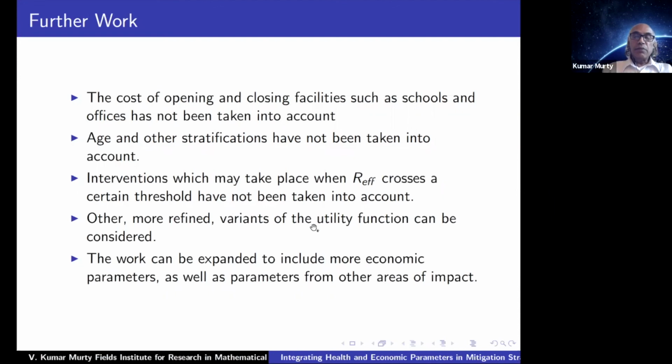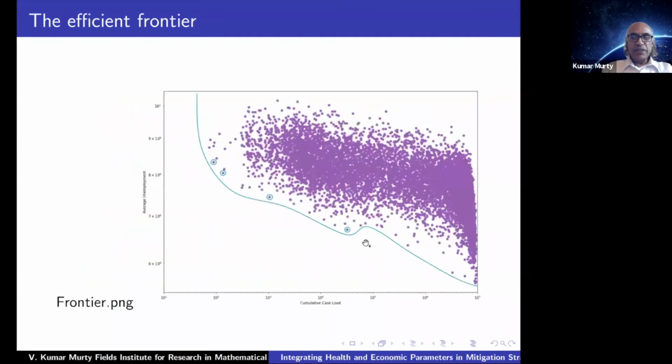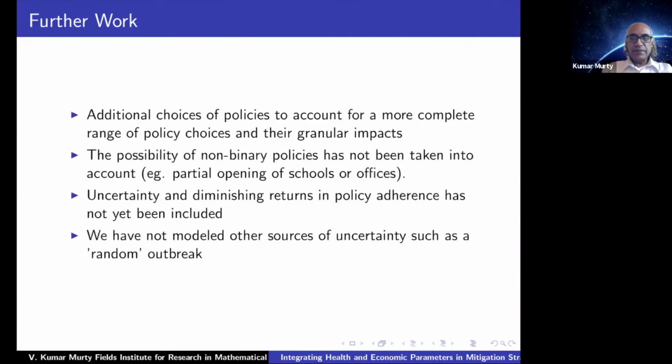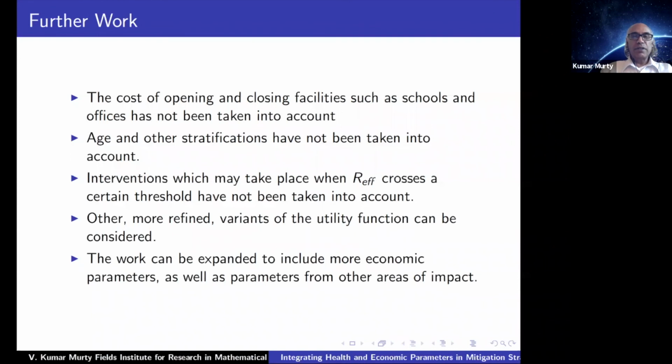And then our utility function is still pretty naive. I think we have to think about more refined utility functions, and also we need to make sure that we're not choosing inadvertently a utility function that's producing the kind of output that we're looking for. As I said, I really was happy to see the efficient frontier, but I want to make sure that's not an artifact of our choice of function.